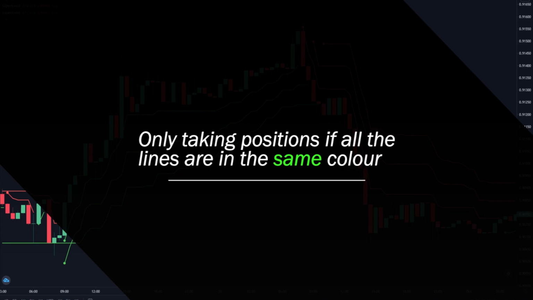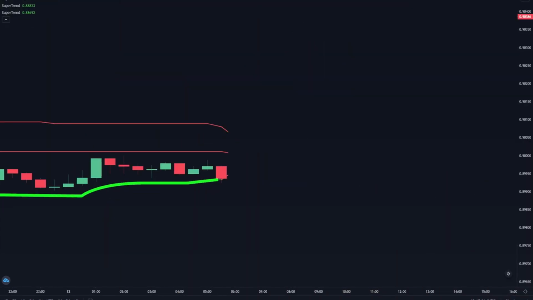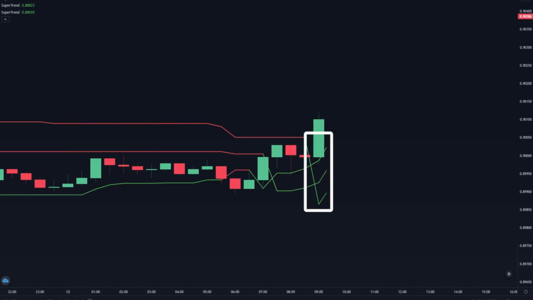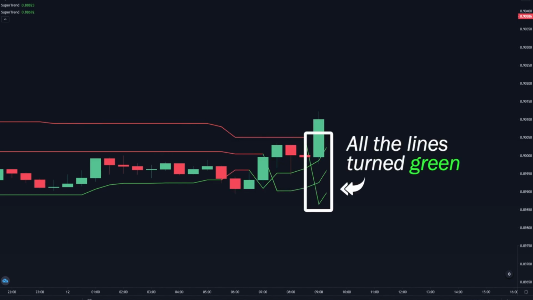For example, in this chart, we can see that the bottom line turned green, but the other 2 lines are still red. So you don't want to take positions yet. Next, you can see at this point, all the lines turned green, and this is where you want to take a buy position.